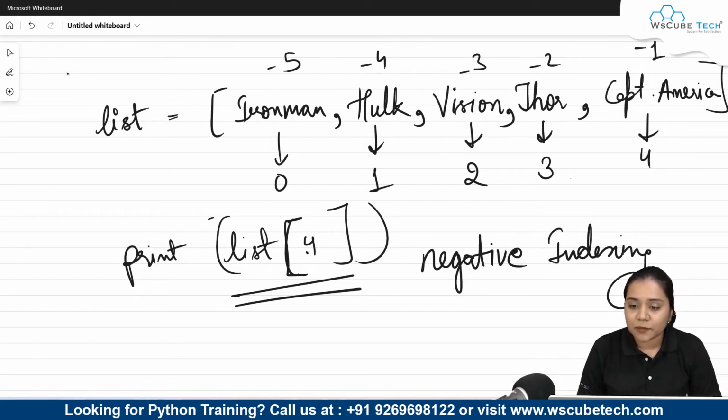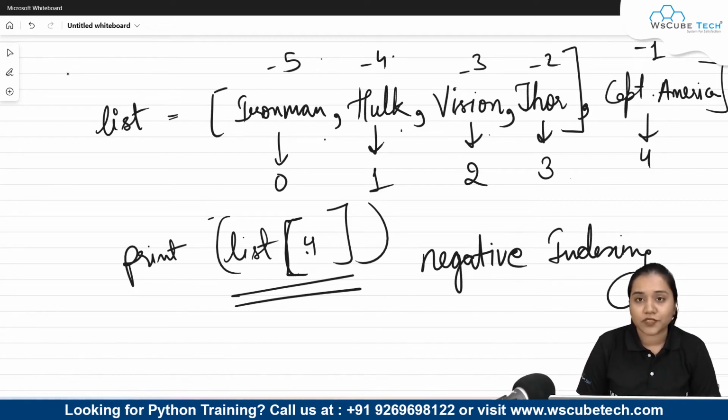So negative last element will always be -1. If this list was up to here only, then this element Thor would be on -1, Vision would be on -2, Hulk would be on -3, and Iron Man would be on -4. But because it is still Captain America, the last element, whatever the last element is, it will always be -1.